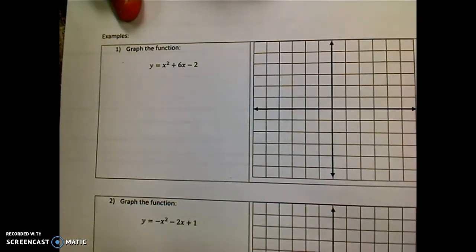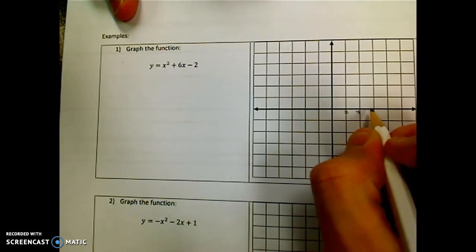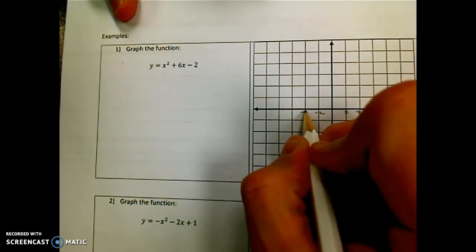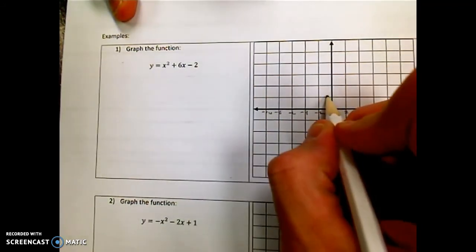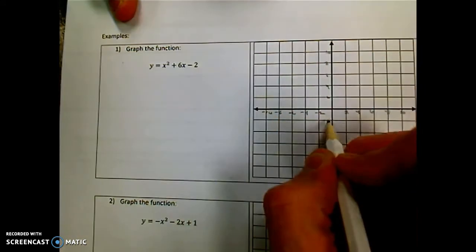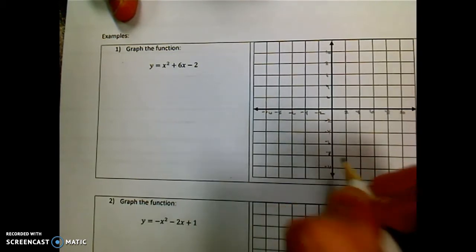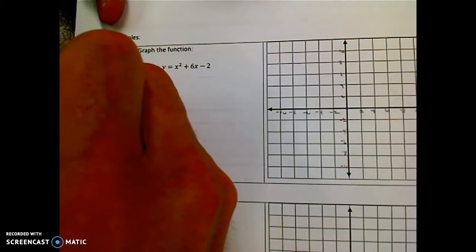We're going to graph the function y equals x squared plus 6x minus 2. And I'm going to go ahead and change the scale on my graph. Make each of these boxes equal to 2. -4, -6, -8, -10. So our first step, find the axis of symmetry.